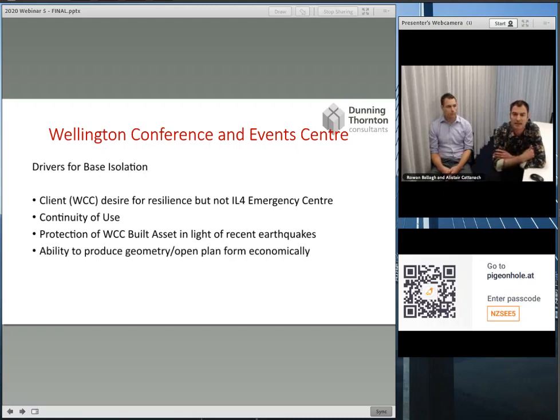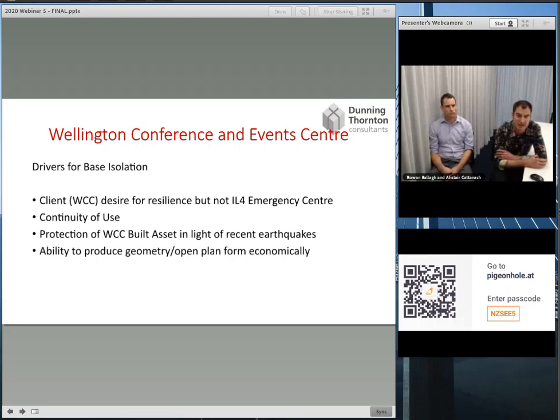And there's also obviously the smaller, more regular earthquakes, and they want to get a continuity of use so that, COVID aside, when we have these events we don't have to be cancelling conferences and all that sort of thing, and they can carry on using this important public facility. City Council's also had a bit of a mixed run with all their assets through the Seddon and Kaikoura earthquakes, and so that was very mindful for them for the long-term cost benefits.